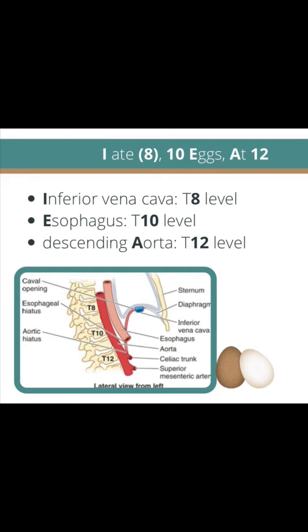This is the money slide. We have 3 openings at 3 different levels. The caval opening at T8, the esophageal hiatus at T10, and the aortic hiatus at T12. The key thing to remember here is the pattern, 8, 10, 12. Just lock that sequence in your brain. So let's stop and think about this for a second.